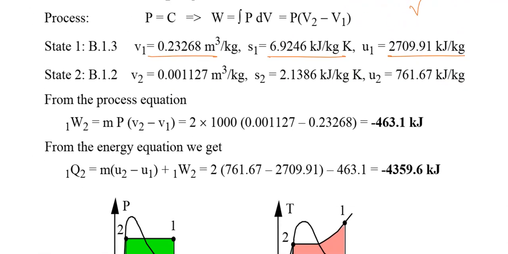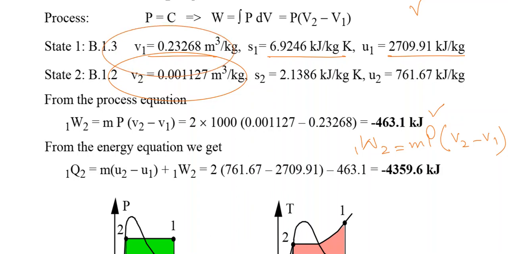Once we have got these values, the work done in an isobaric process from state 1 to 2 would be equal to the mass times pressure times V2 minus V1. We have already got the pressure, which is 1000 kilopascal. We have the volume V2 from the saturated steam table, and the volume V1 from the superheated table. Just putting in the values, you will get the answer of minus 463.1 kilojoule. We have got the minus sign because it is being compressed, going from the high volume side to the lower volume side.